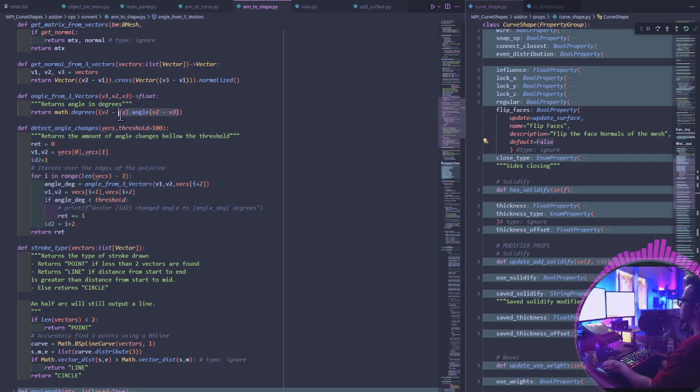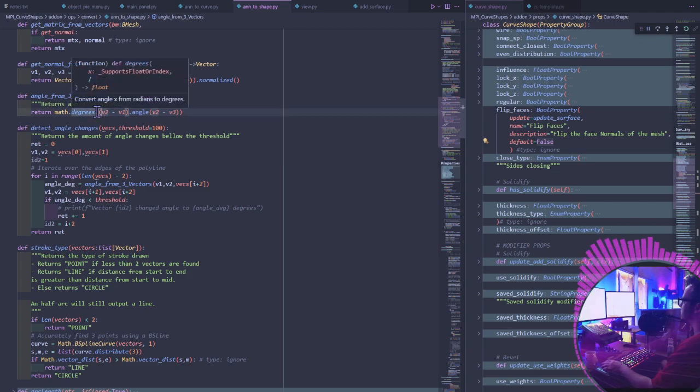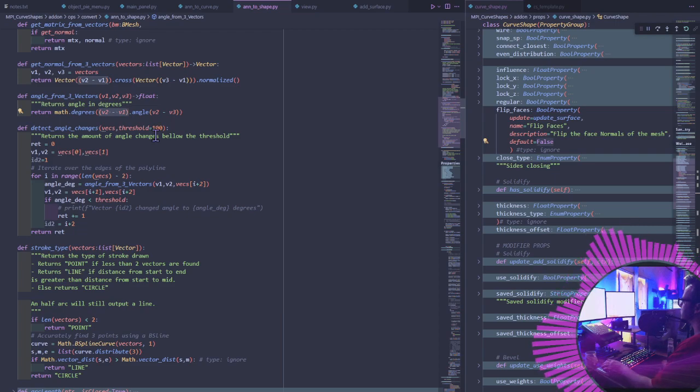These V's here, they're vectors. So basically, I'm just subtracting vector 2 from vector 1. And then Blender vectors have an angle function, which is the angle between the vector that you pass and the vector after that. And so I'm subtracting vector 2 from vector 3. So what is vector 1 and 2 and 3?